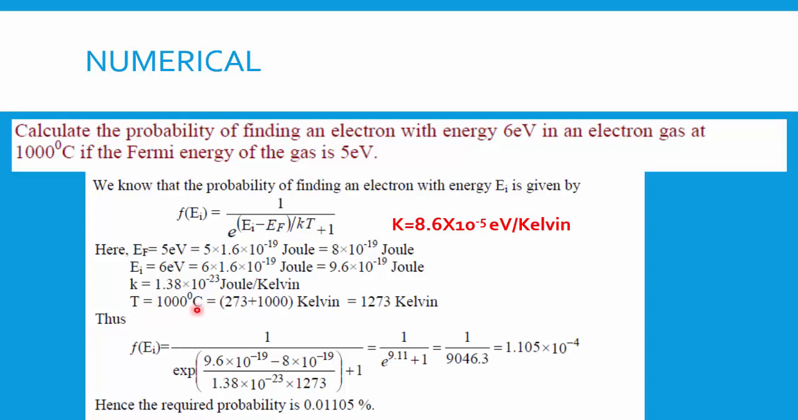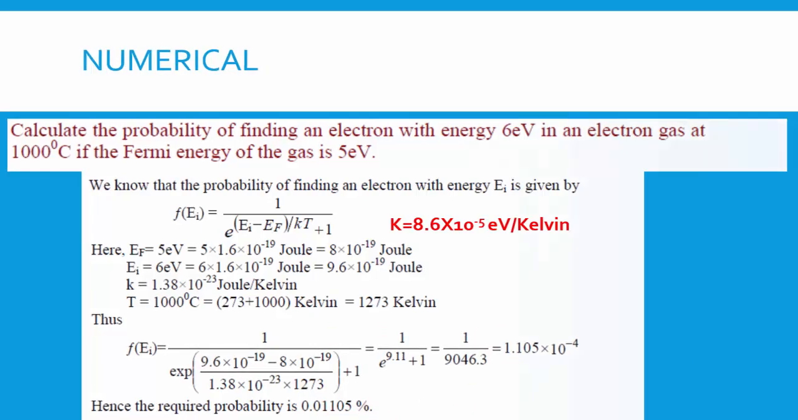Temperature, I have to convert to Kelvin by adding 273. So I get this value. So I have EF, I have EI, I have the Boltzmann constant, I have the temperature. I will substitute in this formula and get the probability value. In this case, I'm getting 0.01105%. So that's the probability.